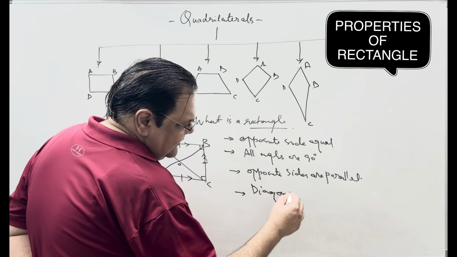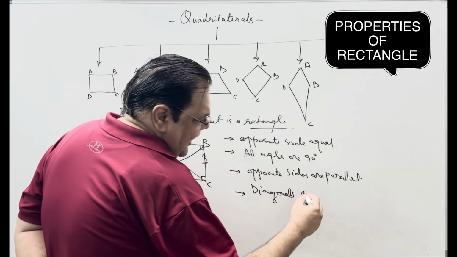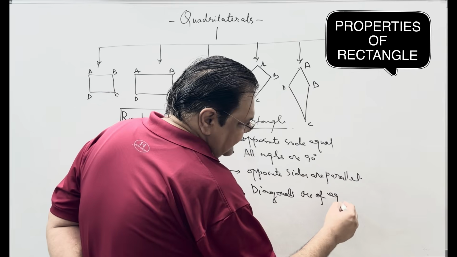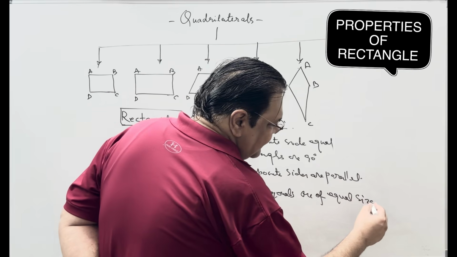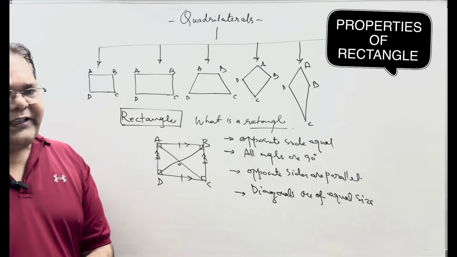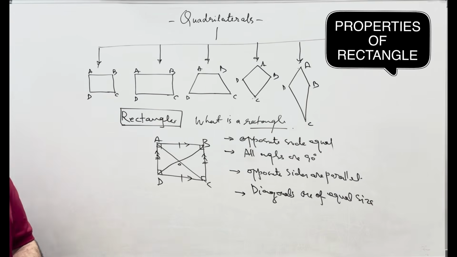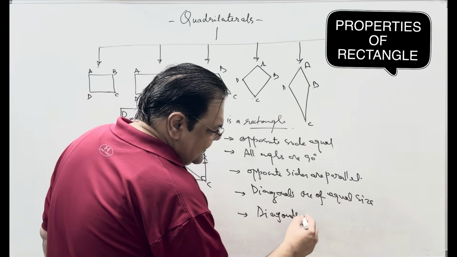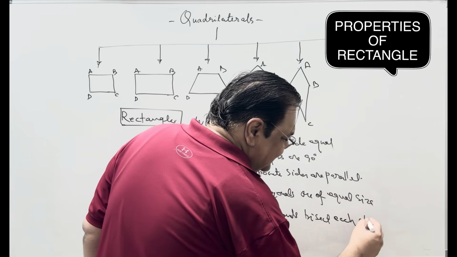Diagonals are of equal size. In a rectangle, the diagonals are always equal. Diagonals bisect each other.